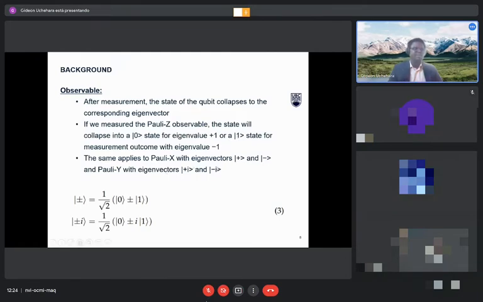The same thing applies to Pauli X and Pauli Y, in which case you have the eigenvectors to be the plus state, the minus state, the plus i state for Pauli Y, and then the minus i state for Pauli Y. And this is the representation for the plus, minus, plus i and minus i states. This equation 3 here represents that.